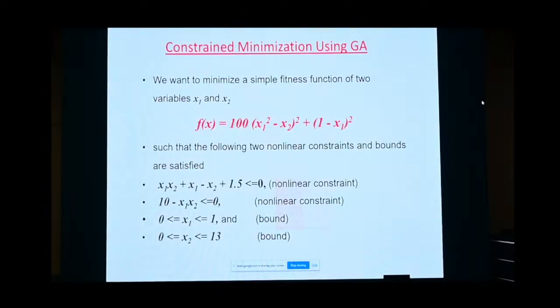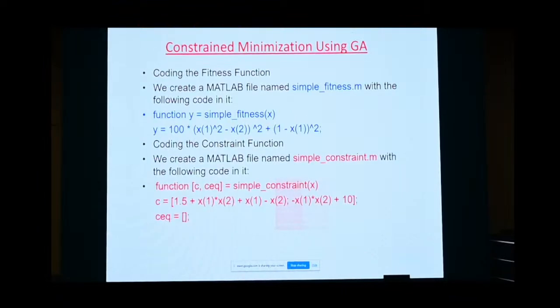Here one more: the constraint optimization. Constraint means suppose your objective function f of x is given, but there are some linear constraints or non-linear constraints, and there are some bounds. So how to solve in this case? In this case, for constraints also we have to write one file. One file is for the objective function, one file is for the constraints. So the first file is the objective function file, and we set that using some unique name like simple underscore fitness, and that is the MATLAB expression for our f of x.